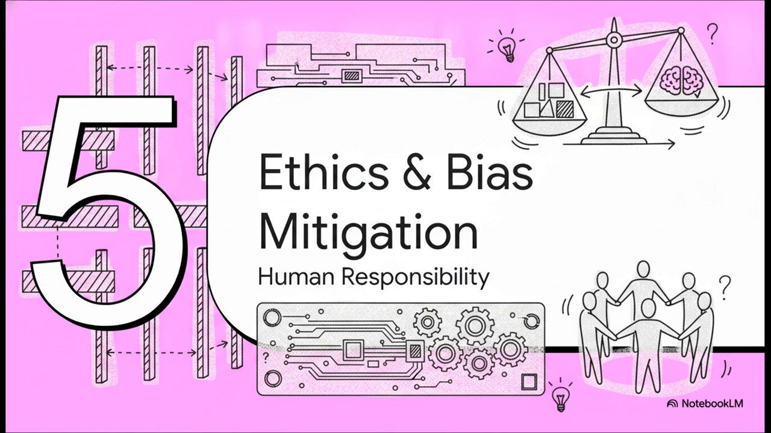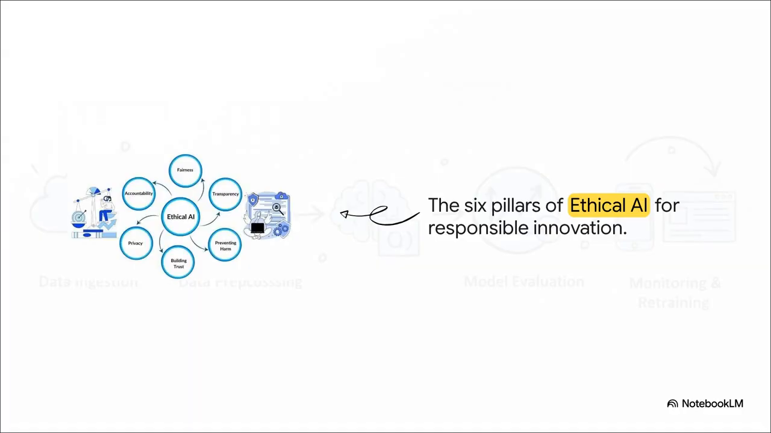Okay, we arrive at the final, and I'd argue the most crucial stage of the pipeline, Section 5, AI Ethics and Bias Mitigation. Let's see how this builds our framework for responsible innovation by looking at the 6 pillars of ethical AI.